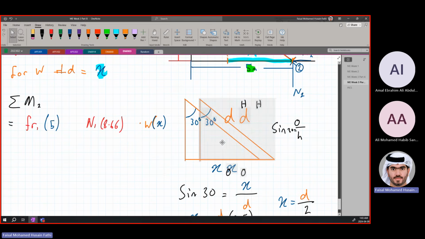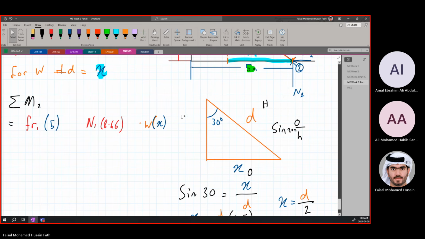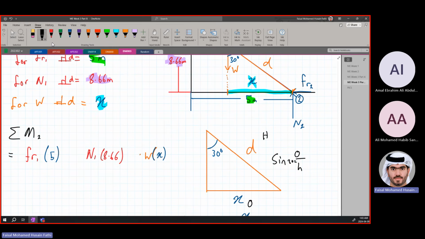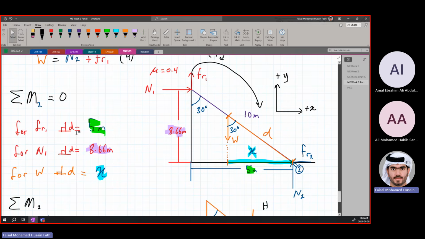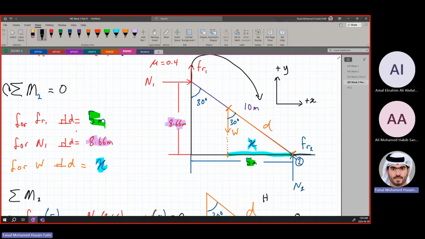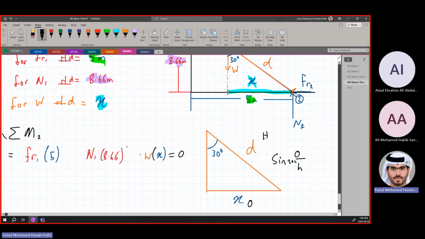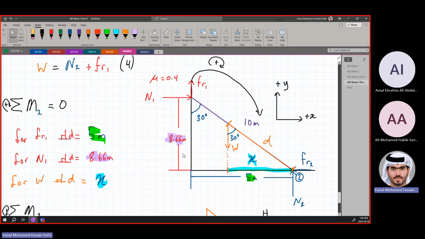Now we are going to check for the signs. Obviously, these will all be equal to 0, because sigma M2 is equal to 0. Let's start with FR1. We are going to draw a line towards 2. So if we draw a line towards 2, it is going in that direction. So this is clockwise, so it's positive. Again, we are defining clockwise as positive. So the FR1 is going to be positive.